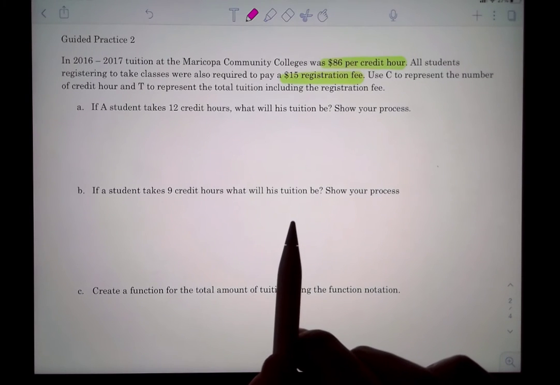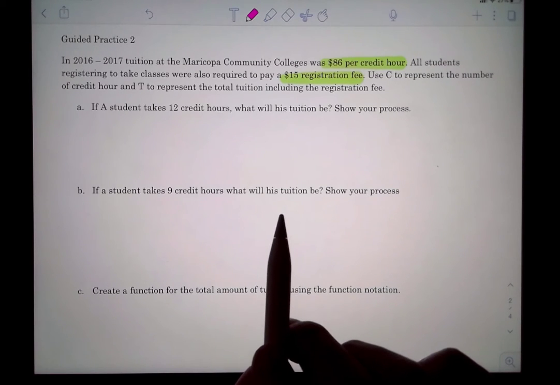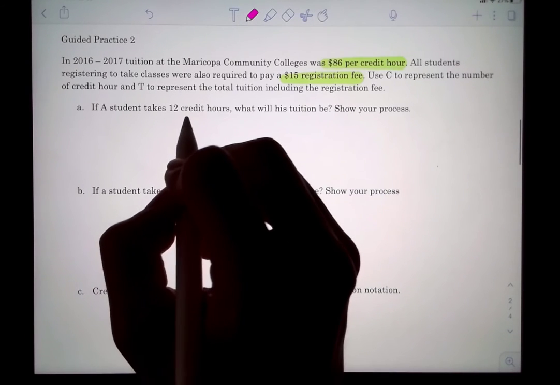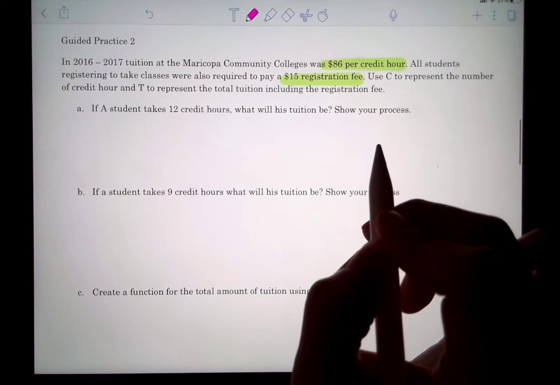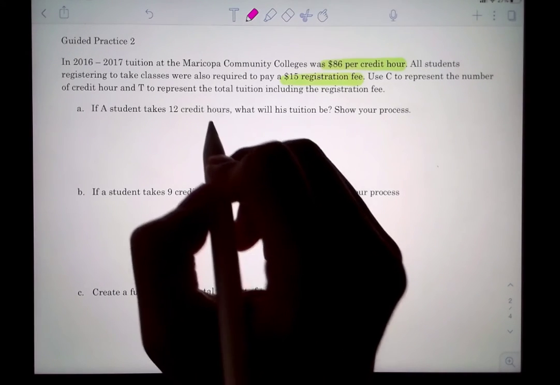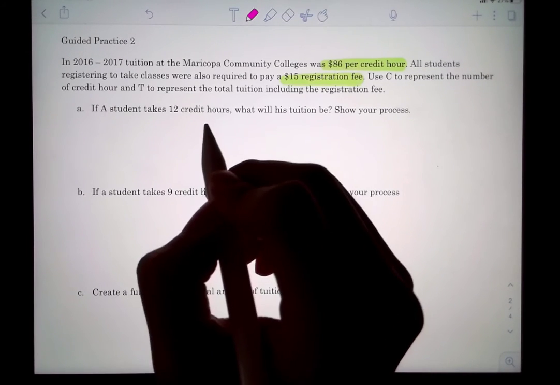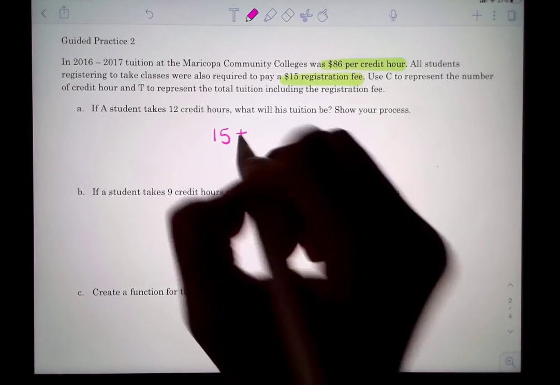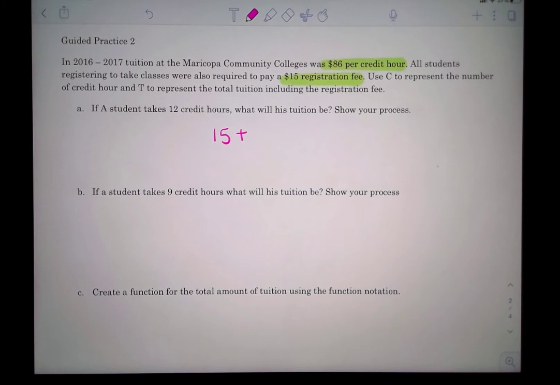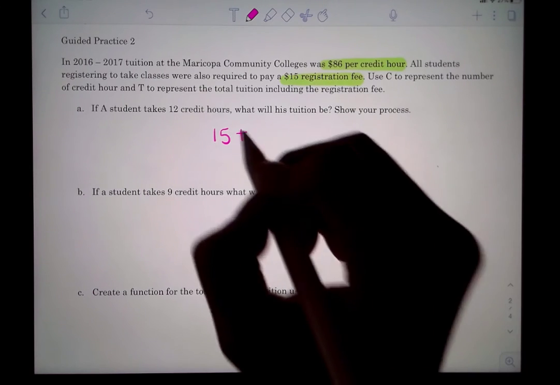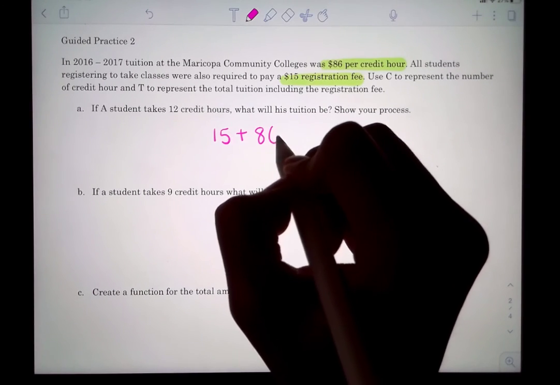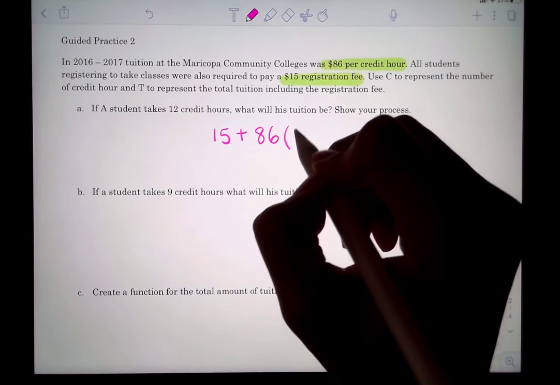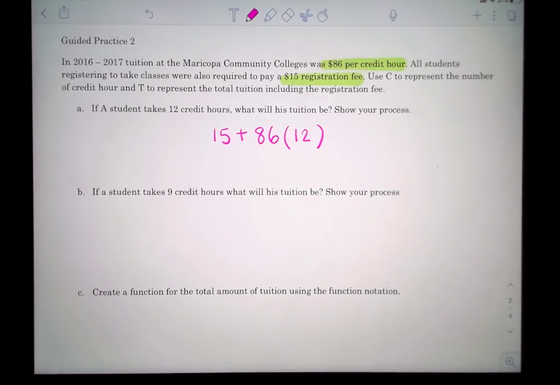So look at A. A student takes 12 credit hours. What will his tuition be? Anyway, he needs to pay the registration fee, which is $15, and each credit hour costs $86. So how many $86 do you need to pay? He's taking 12 credit hours, so you multiply by 12, right?